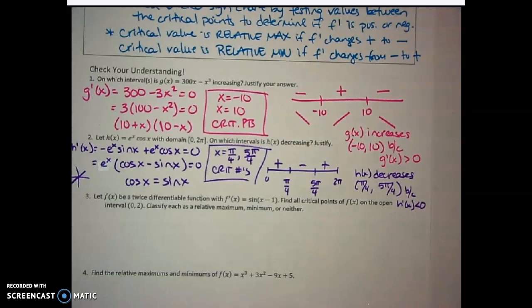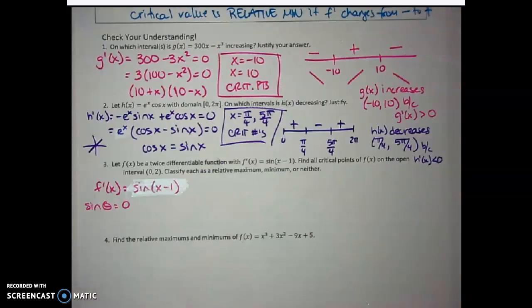Number 3, let f of x be a twice differentiable function with f prime of x equal to the sine of x minus 1. Find all critical points of f of x on the open interval 0 to 2 and classify each as a relative minimum, maximum, or neither. Let's make sure you're paying attention to the details. They're actually giving you the derivative function, so we don't have to take the derivative. We simply have to find when that is equal to 0, and then determine whether they're maxes, mins, or neither.